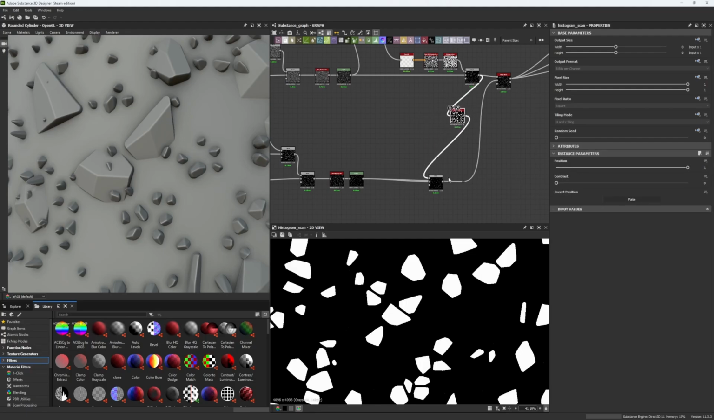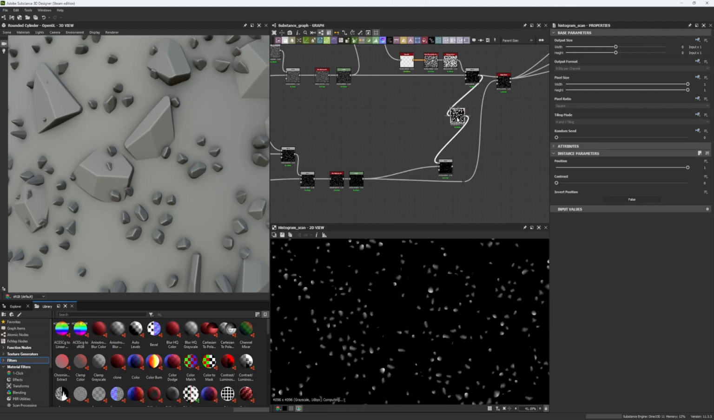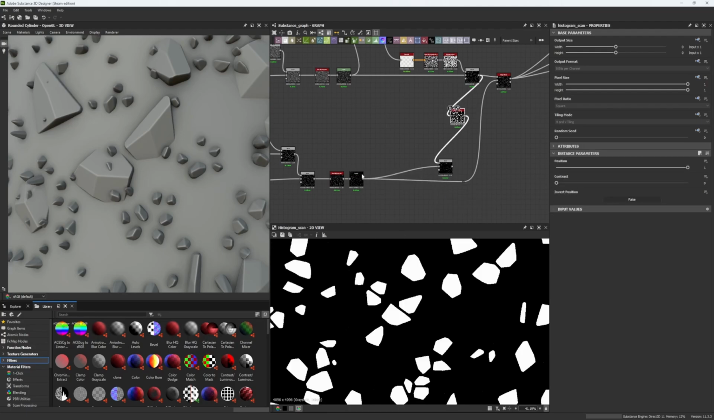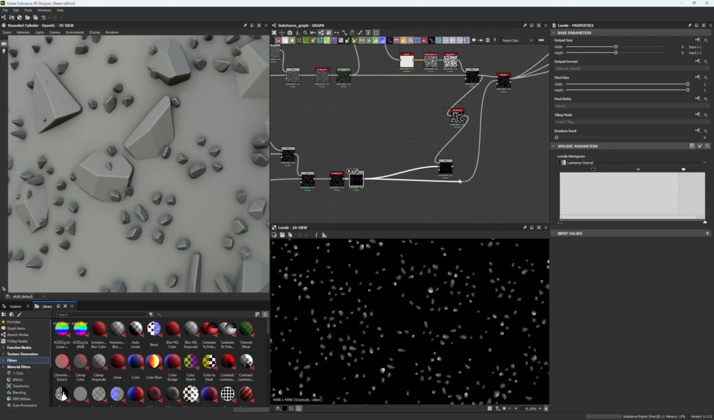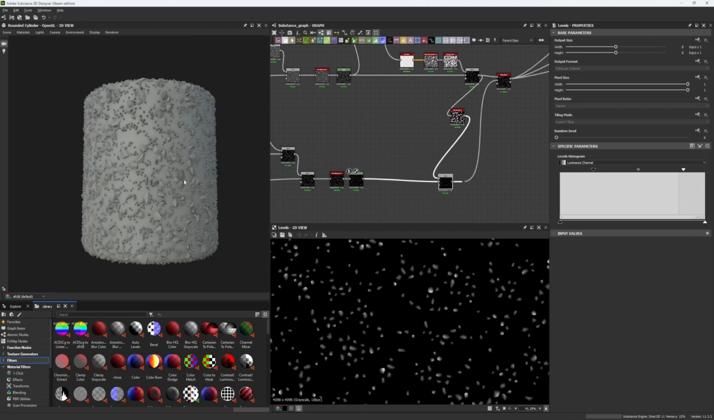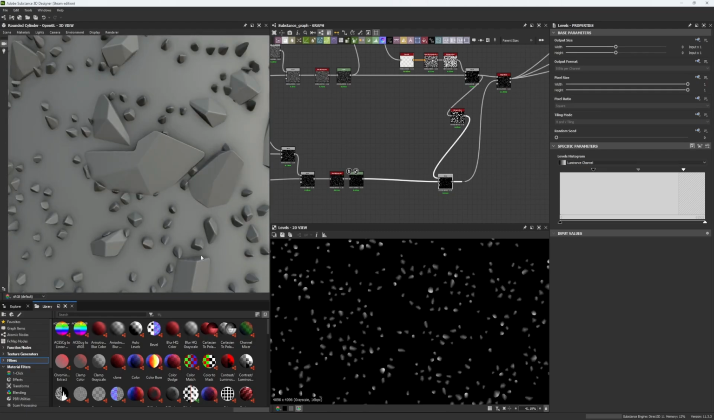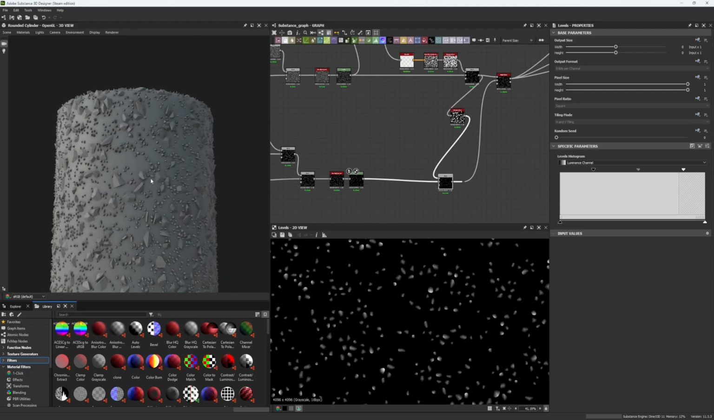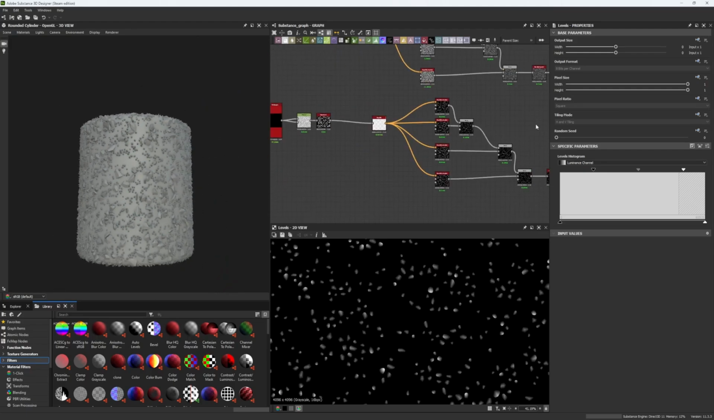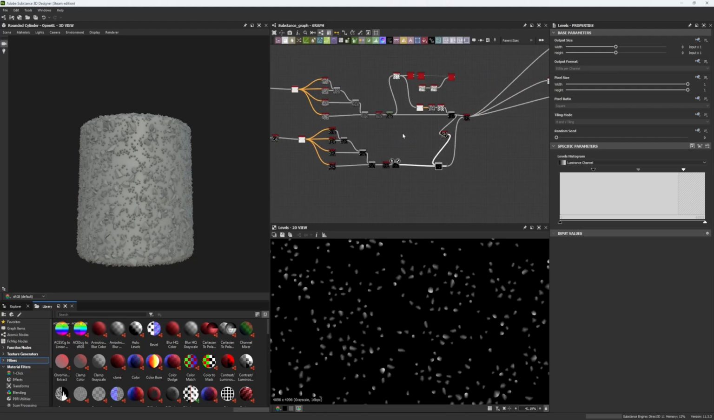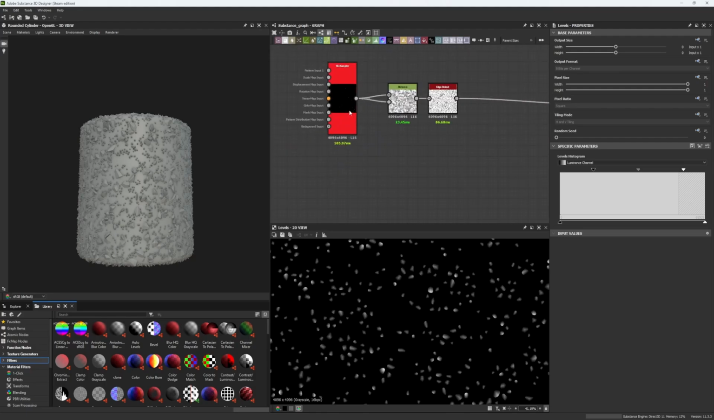In order to make the small pebbles, the only thing I did was I copied the whole system I mentioned before, yes, till here, and I increased their size in X and Y amount. That way we have these small pebbles we see around here. Yes, these ones. And I blend in with a height blend.